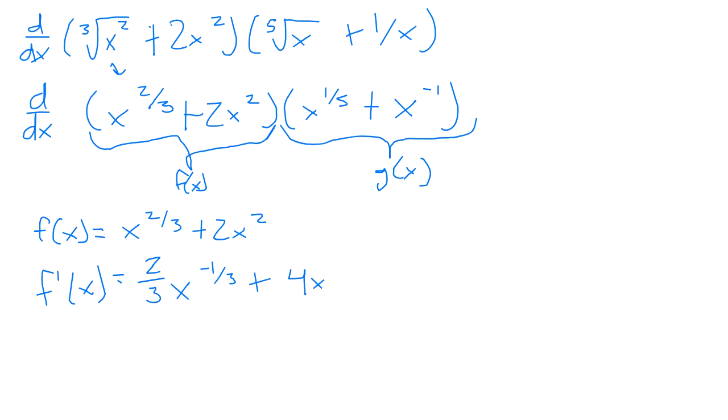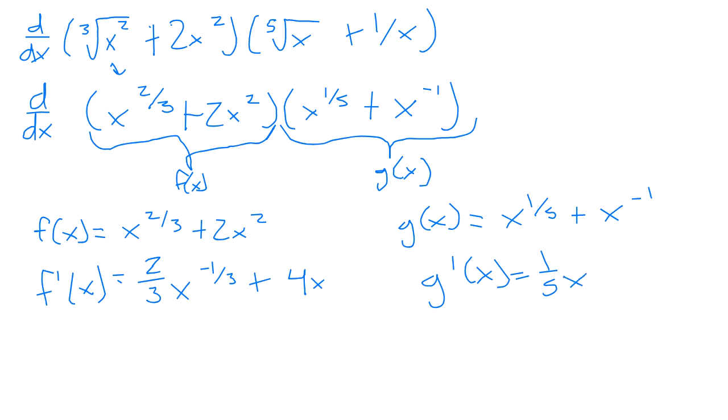Then we now have our g of x as well. So our g of x is equal to x to the 1/5 plus x to the negative 1. So once again, we're just going to use power rule right here. So we can pull down this 1/5 and get x to the negative 4/5 minus, when we pull that negative 1 down, we get x to the negative 2. All right. Now that we have that, we can start setting up our actual product rule and our quotient rule.